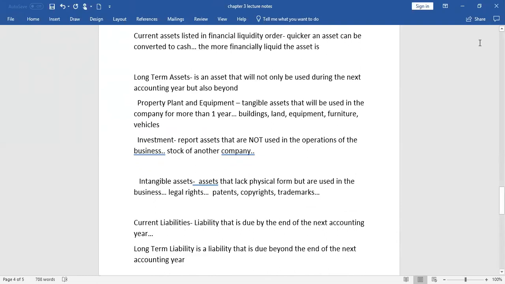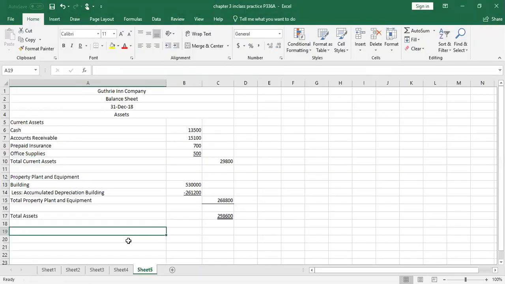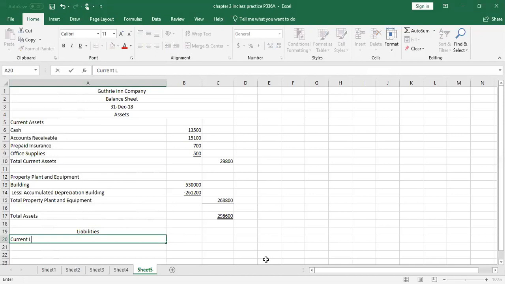So I'm going to go ahead over to my Excel again. And now we're doing our report form. So instead of putting liabilities and equity on the other side of the assets, we're going to put them right underneath. So first we're going to list liabilities, and that should be centered. And then the first are current liabilities. We always show the current ones first.